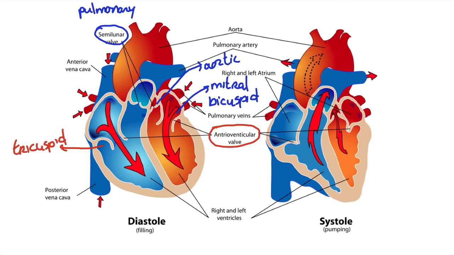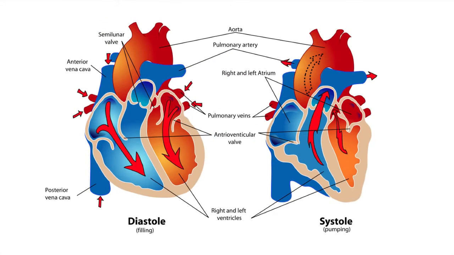So all of these valves are one-way valves. They allow for blood to flow in one direction. Now that we know the different valves, let's look at how blood flow happens. Blood comes back from the body and it enters into the heart via the vena cava.